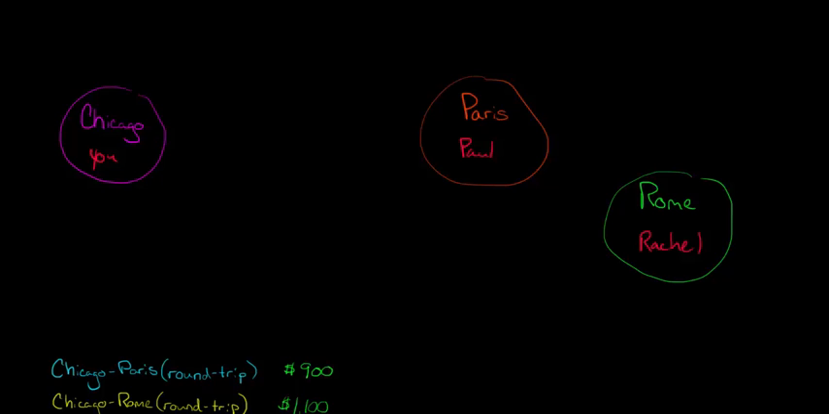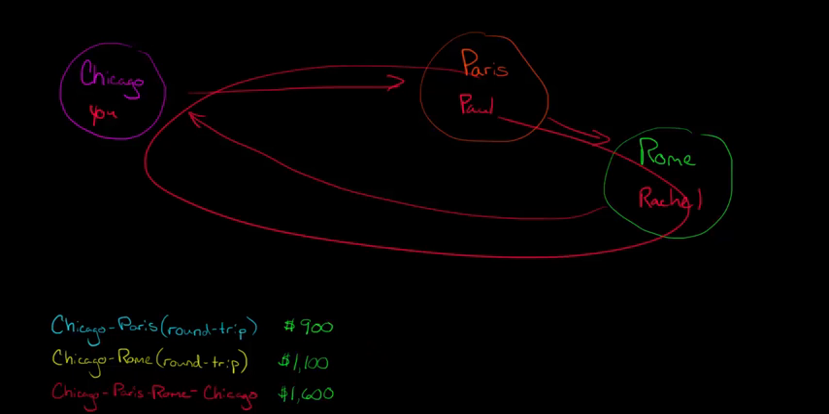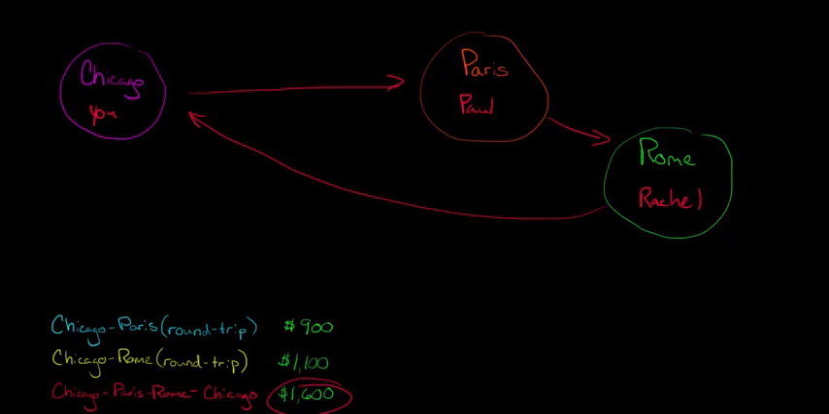But you know what? I could save them some money if I fly to Paris and then fly from Paris to Rome and then from Rome back to Chicago. If I do that, I could be a good friend here and save my friend some money. Instead of it costing $2,000, which is the $1,100 plus $900, the combined cost of those two round trips, if I do it this way, the cost of the flight would be $1,600. So I'm saving my friends $400 here on being a good friend.